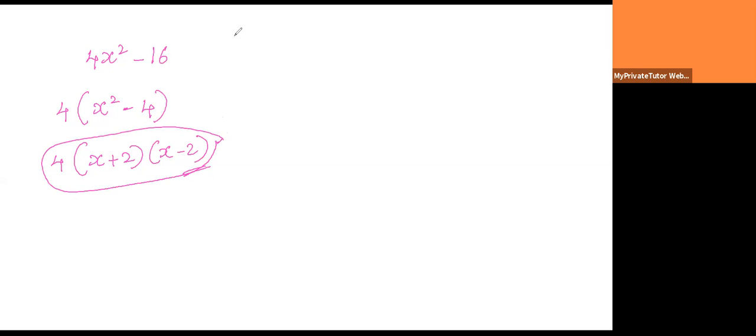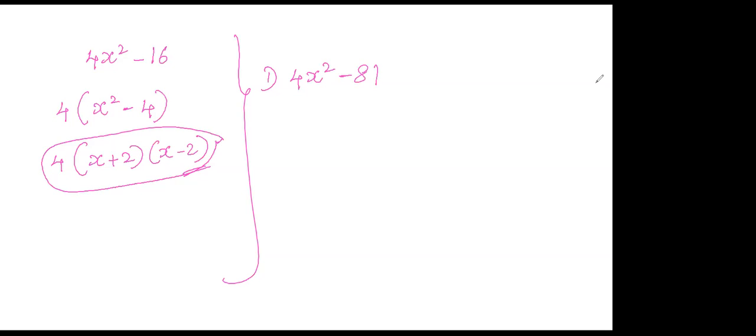Yeah. So I'm done with the basic questions. If you want to try one more before we go to the quadratic functions, please try this: 4x square minus 81. So how do you solve this, guys? Quickly. Who will answer this? Sir, just wait, let me solve.